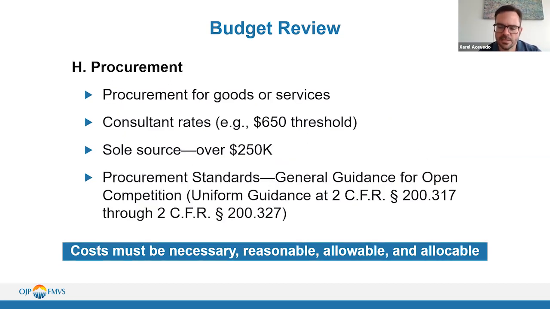All right. So the next category is procurement. Like I said, be very careful. Do not mix procurement with subawards. Okay. Procurement could be for goods or services, like we know. You should detail your consulting rates. Remember that there are thresholds. You could go over that threshold.